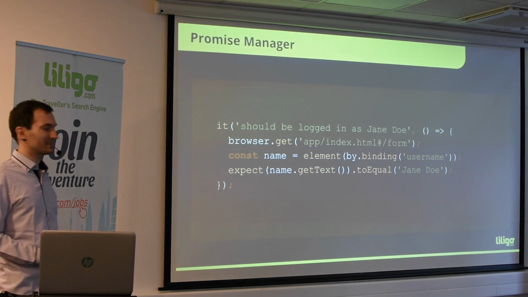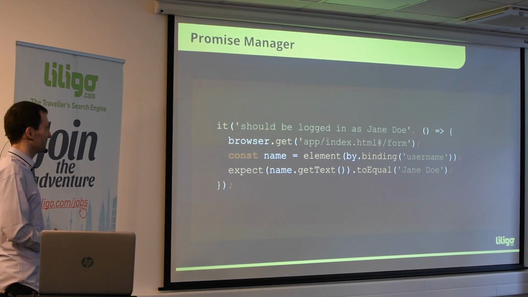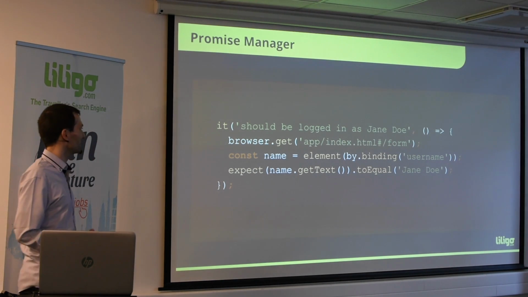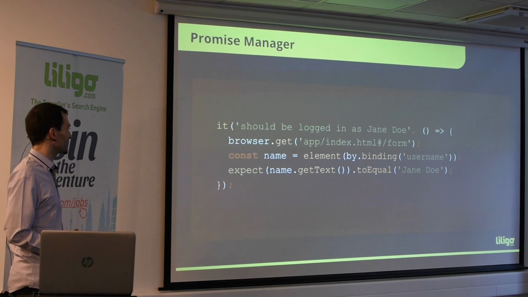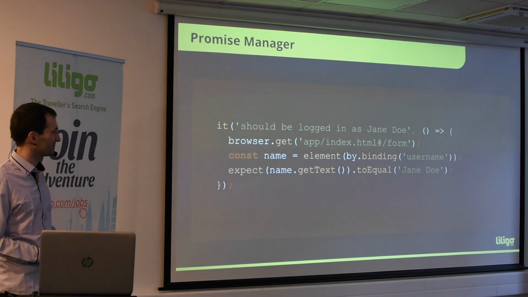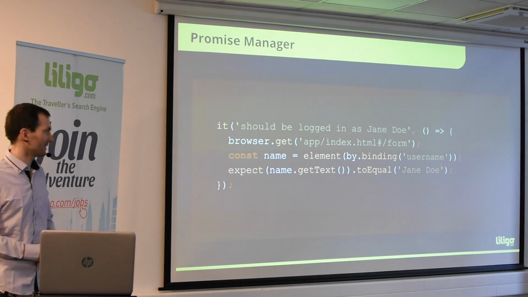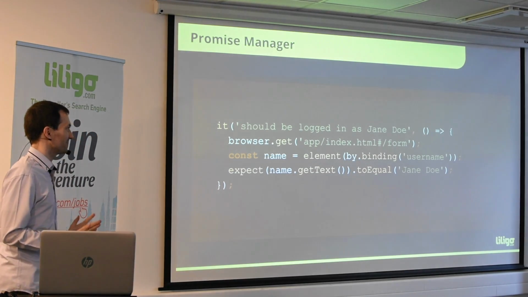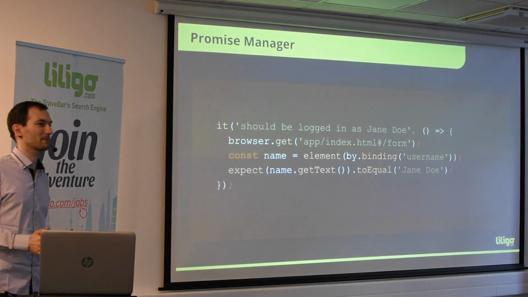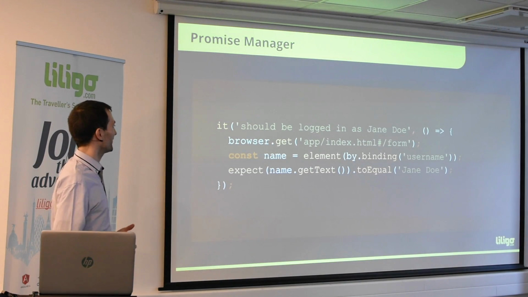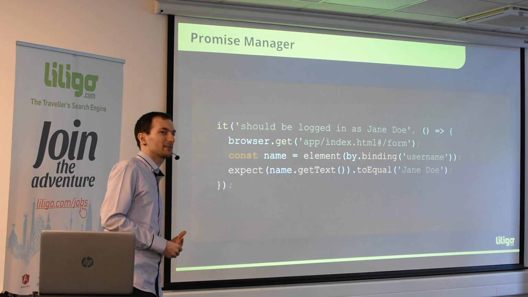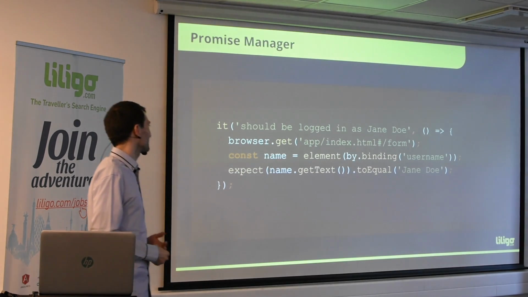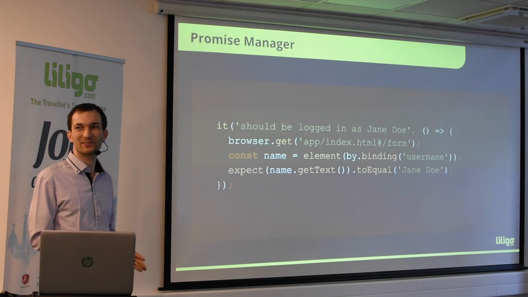So this is just a very simple Puppeteer test example. It's navigating a browser page, and it queries an element and gets the text inside it and checks if its text content is as expected. Now actually this code shouldn't work. Do you have any guesses why? By is not defined. Sorry? By is not defined. Okay, it's defined in Protractor.